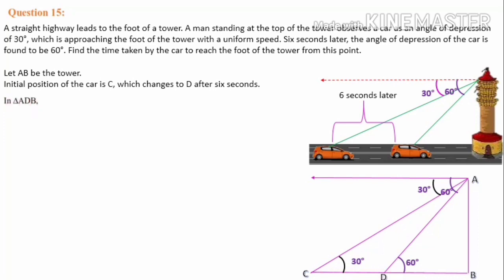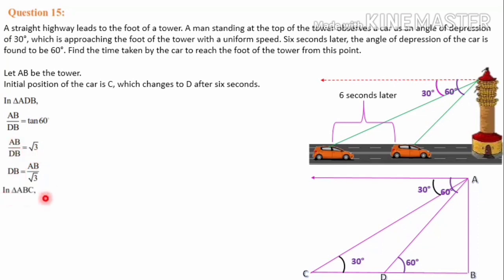In triangle ADB, take the smaller triangle ADB first. With respect to this 60 degree angle, AB is opposite and DB is adjacent. So the ratio is tan 60 equals AB by DB. AB and DB are both unknown, so let them be AB and DB. Tan 60 is known to us, that is root 3. Interchanging DB and root 3, root 3 comes to DB's position and DB goes to root 3's position. So DB is equal to AB by root 3.